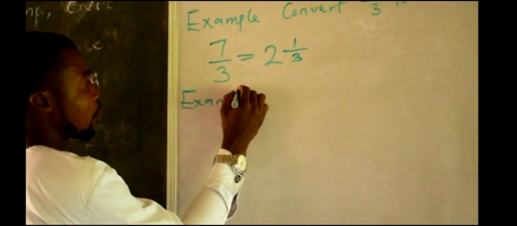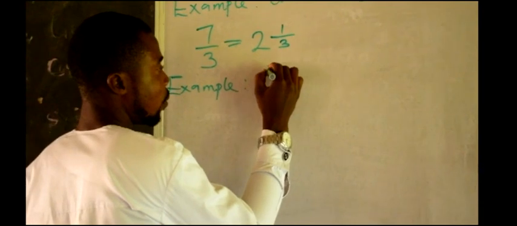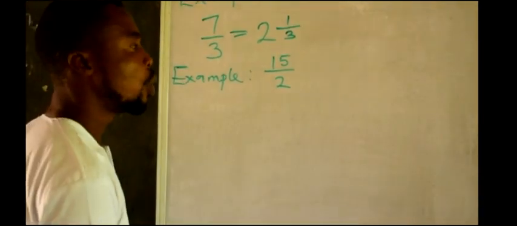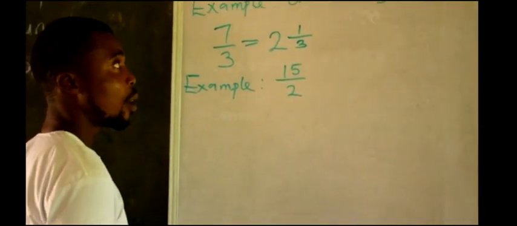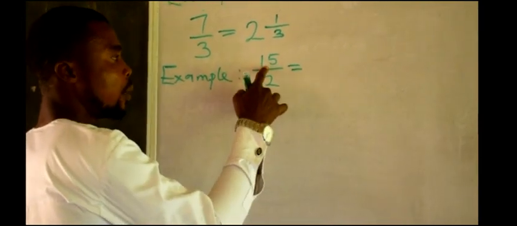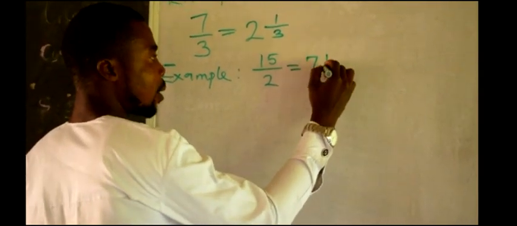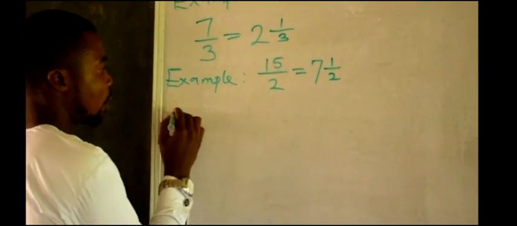Another example, 15/2. We want to convert to a mixed fraction. 2 will go in 15 7 times. The remaining 1, all over 2. Another example.